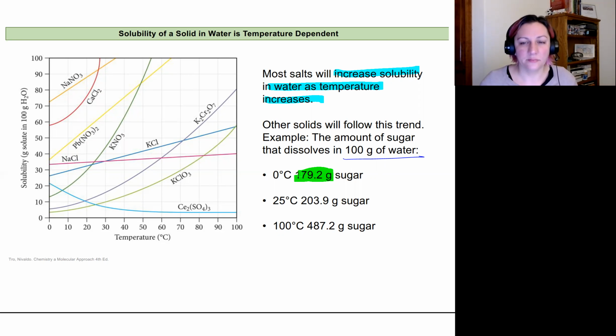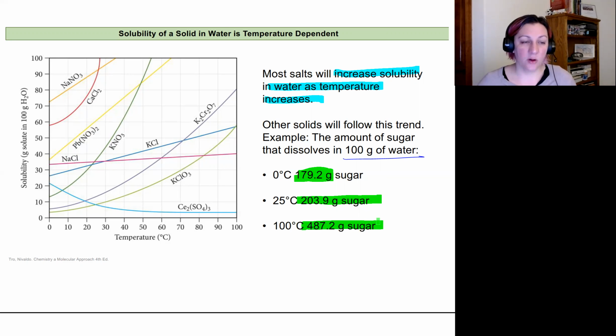So as you increase the temperature, like you bring it up to just room temperature, you'll be able to dissolve 203.9 grams of sugar instead. So we see an increase in the mass of our sugar that we're able to dissolve. Now, if you heat that to boiling, right? If you boil some water and add the sugar, like you're making simple syrup, you're going to be able to more than double that amount. And you're going to get to 487.2 grams of sugar. So applying heat really increases the amount of the solid that will dissolve in the water.